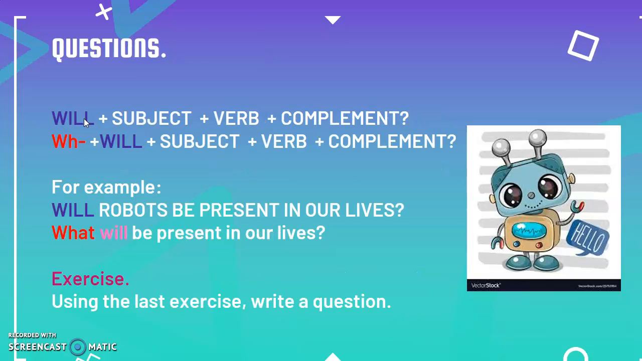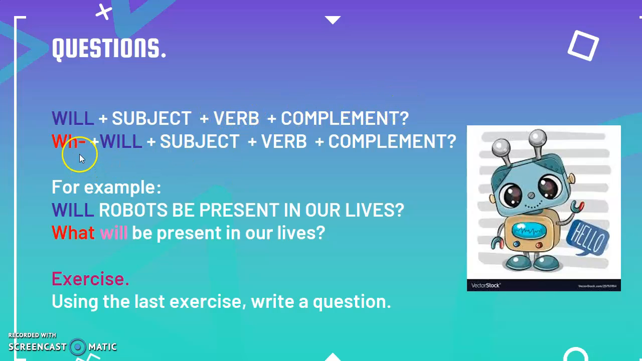Now let's talk about the questions. Always in English we send the auxiliary verb to the first place. So here is the same exercise. Let's start with will, then the subject, then the verb, the complement, and our question mark.